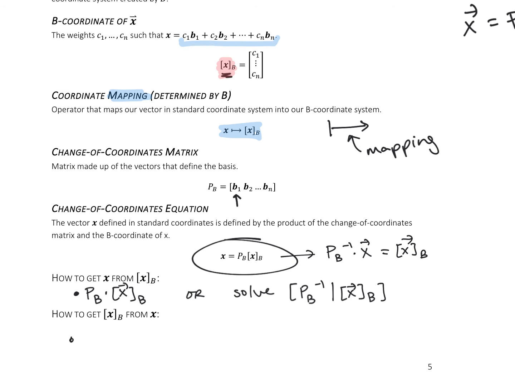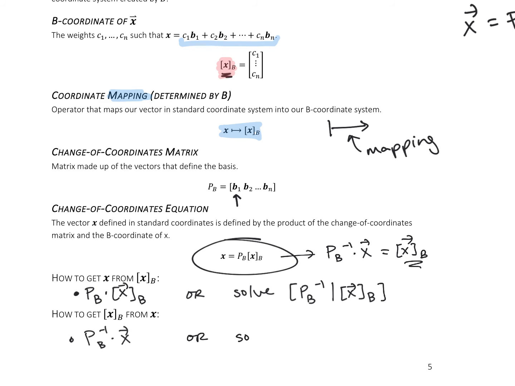So if I have x and I want x of b, I can do this a couple ways. I can multiply x times my P. Oh, and I have to put that in the right order, don't I? Matrix first, then the vector. So if I take the inverse of my change of coordinates matrix and multiply that by my x vector, that'll get me the b coordinate of the x vector.